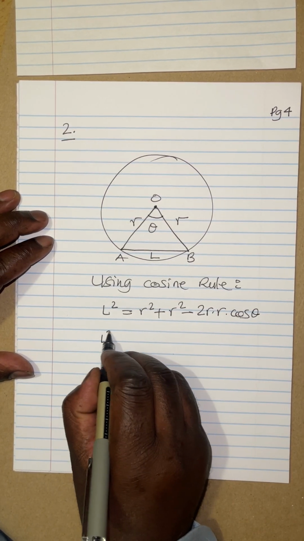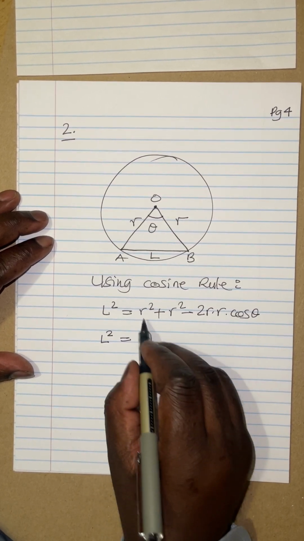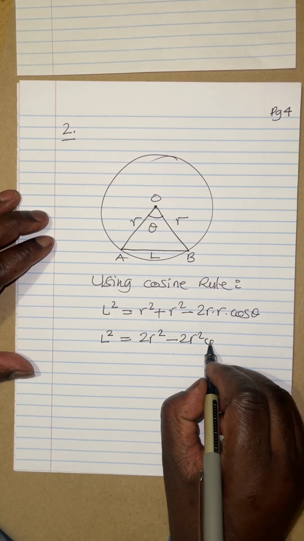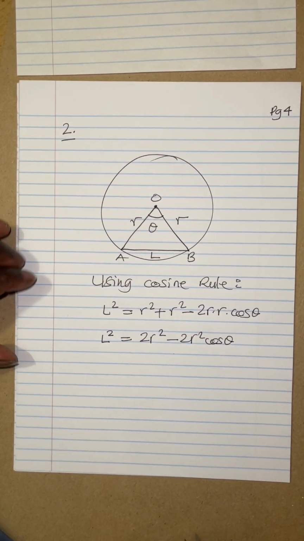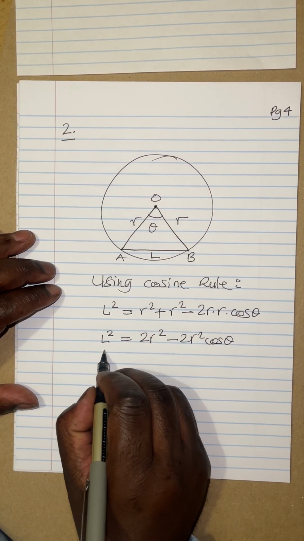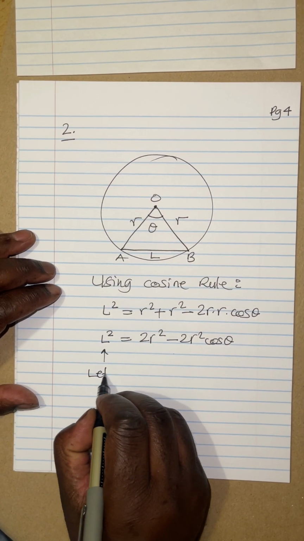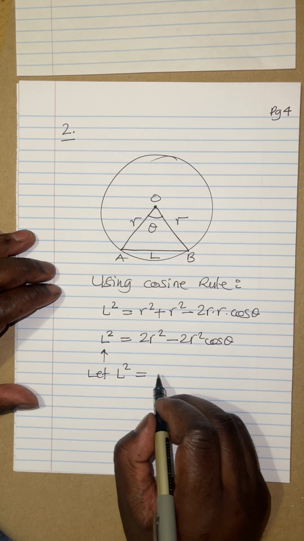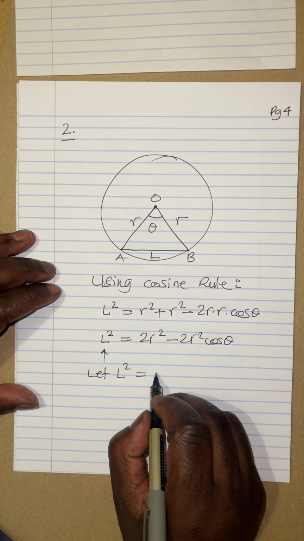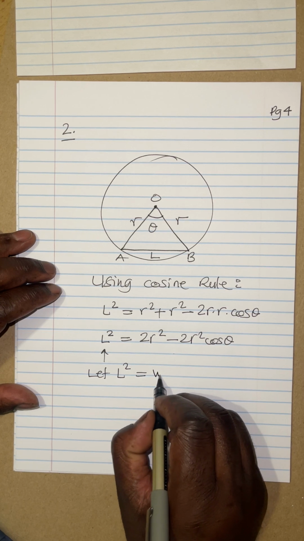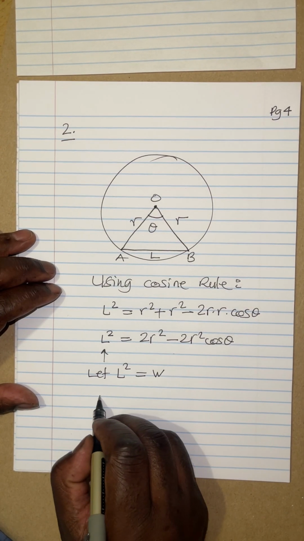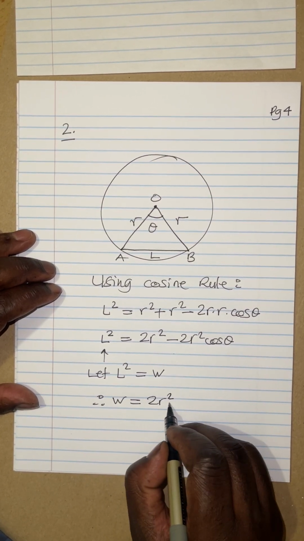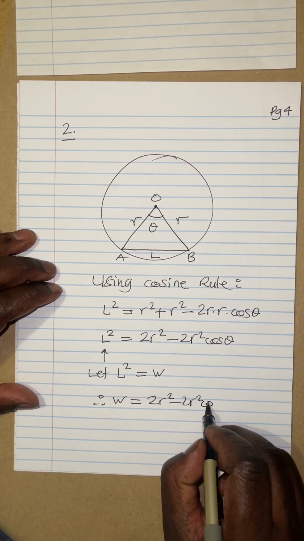Now we have L squared equals, simplify this part, it will be 2R squared minus 2R squared cosine of theta. Now if we at this stage let L squared be equal to, let's say, W, then we can say that W is going to be equal to 2R squared minus 2R squared cos of theta.